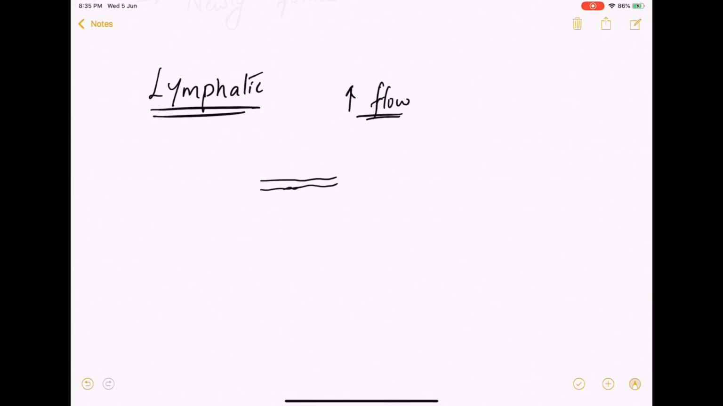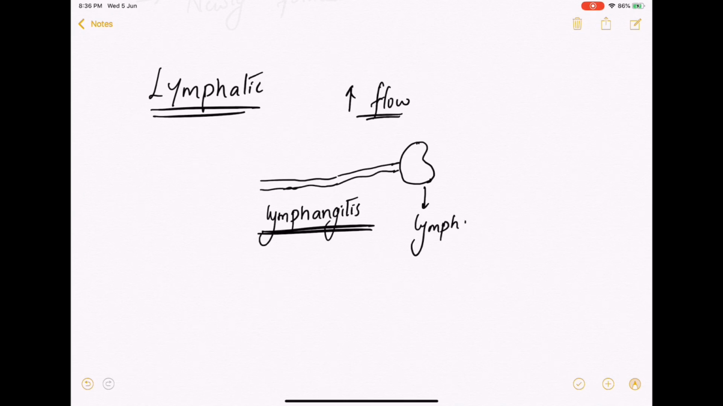So now, as the pathogenic organism is also carried away into the lymphatics, it's possible that there is inflammation of the lymphatics, which is called as lymphangitis, right? Which is inflammation of the lymphatic vessels, or it may go and drain into a lymph node, and it may cause inflammation of this, which is called lymphadenitis.